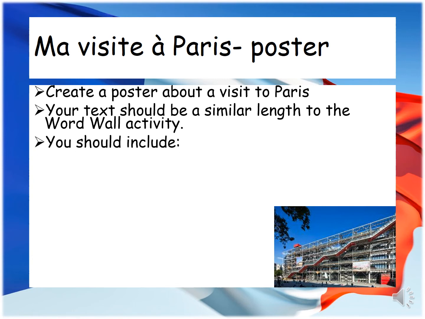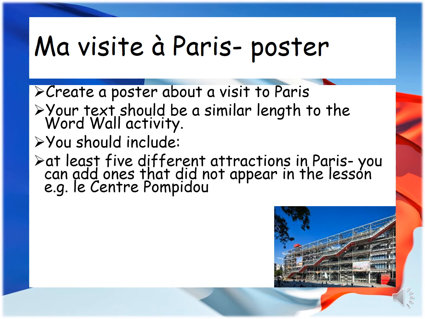And as a checklist, try to include the following: at least 5 different attractions in Paris. So you can use the ones that have appeared in this lesson, or if you know other places, you can add to them. So Le Centre Pompidou, that's a picture of the outside of Le Centre Pompidou. If you know this place, which is like a modern art museum, you can include that or any other attractions you know.